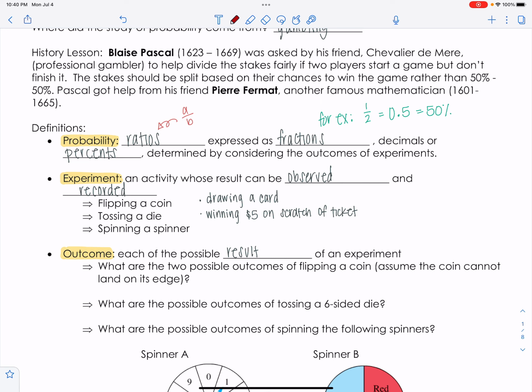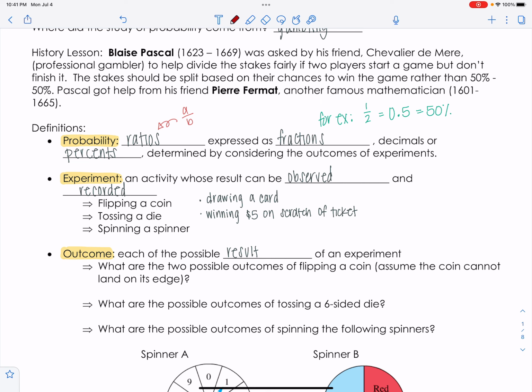And so then the outcome is going to be each of the possible results of an experiment. We've got two spinners, spinner A and B, and we're going to look at the outcomes of both of those. The outcome is truly just listing off all the possible things that could happen.